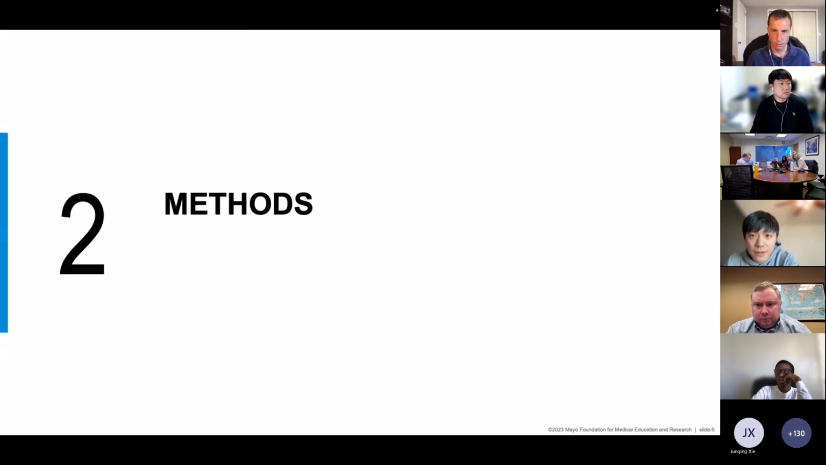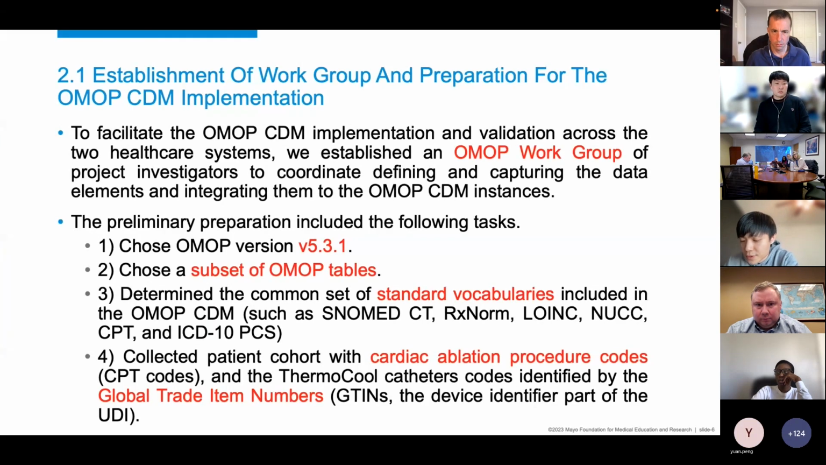Methods. First, to facilitate the OMOP CDM implementation and validation across the two healthcare systems, we established an OMOP work group of project investigators to coordinate defining and capturing the data elements and integrating them to the OMOP CDM instances.